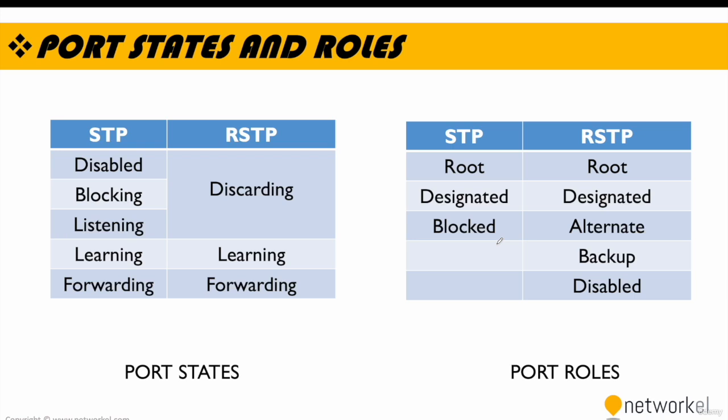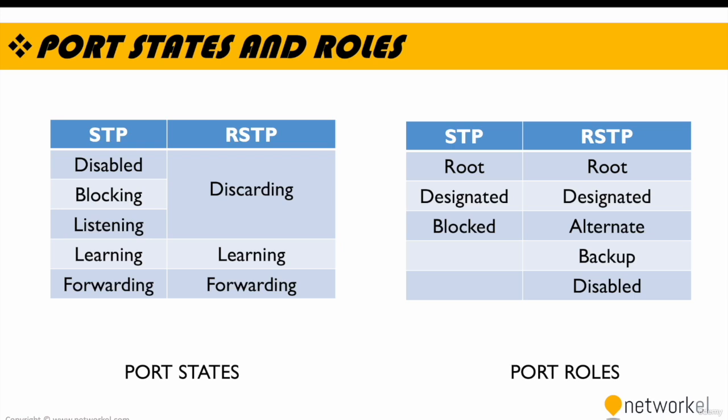In the learning state, the port begins to learn MAC addresses from incoming frames but does not forward any frames yet. In the forwarding state, the port actively forwards frames and learns MAC addresses. And the disabled state means the port is administratively shut down and does not participate in the spanning tree protocol.